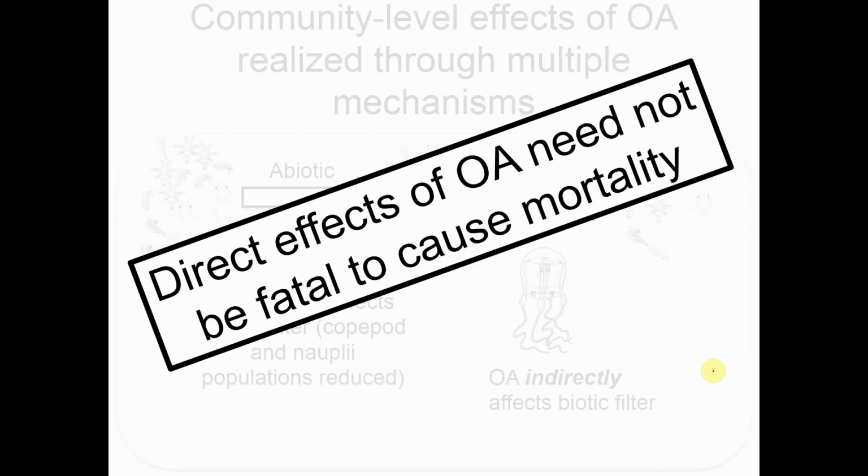Critically, what this means is that the direct effects of ocean acidification do not need to be fatal in order to cause mortality. In other words, ocean acidification does not need to directly kill organisms in order to cause mortality, because it can just increase the chance that organism is eaten by its predators. It doesn't matter how you die, it's just that you die.